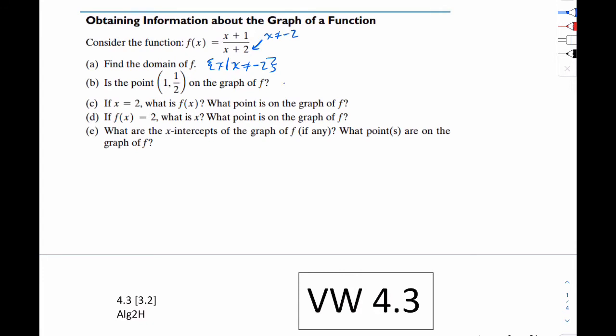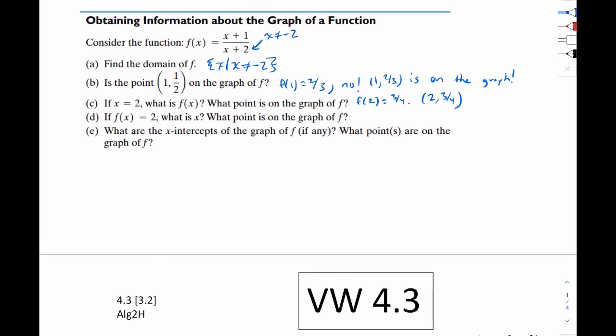Is the point 1, one half on the graph? Well, if I plug in 1, let's see what happens. I get 2 over 3. So no, that point is definitely not on the graph, because the point would be 1, 2 over 3. If x is 2, what is f of x? So let's plug in 2. f of 2 would equal 3 over 4. So the point should be 2, 3 over 4.